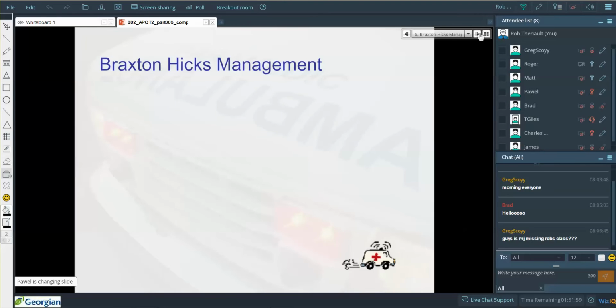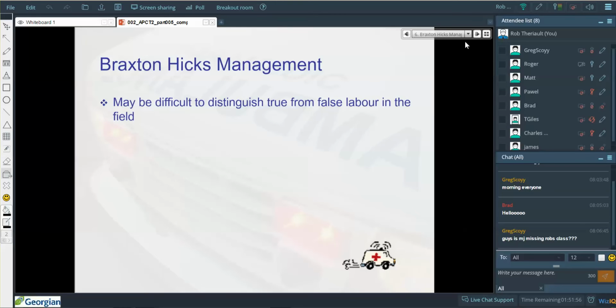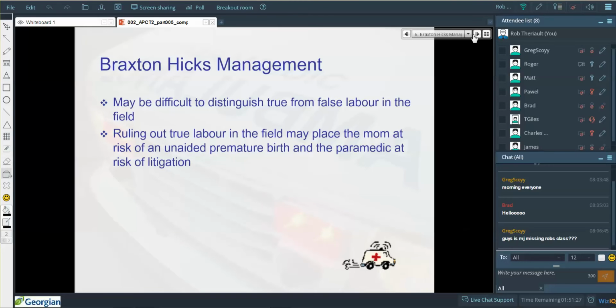So in terms of management, it may be difficult to distinguish true from false labor or early miscarriage. And so we're not going to do a whole lot in the field in terms of assessment. As a paramedic functioning in that capacity, I'm not likely to tell a mom, don't worry, this is just false labor. I'm going to treat it as premature labor and take them to the hospital and let them rule in Braxton-Hicks, rule out true labor. So not typically a field assessment.